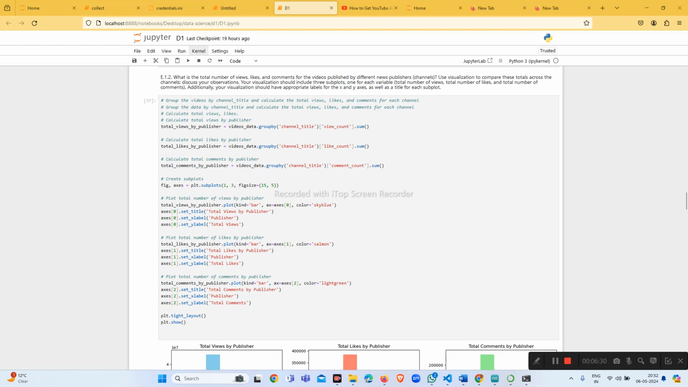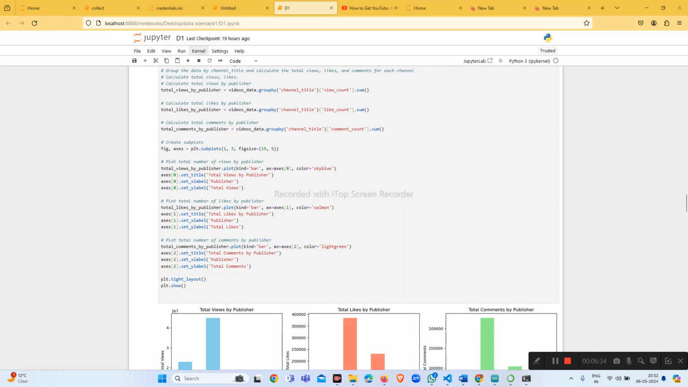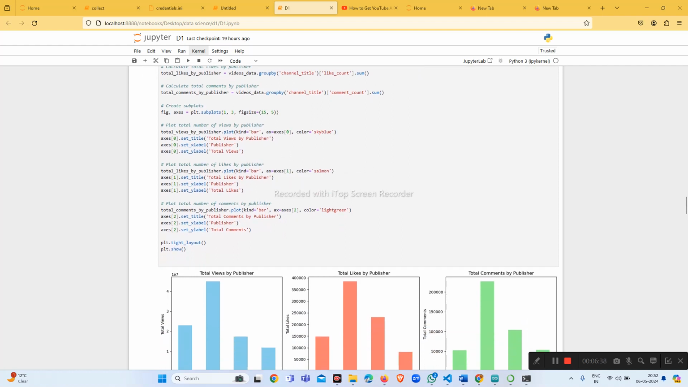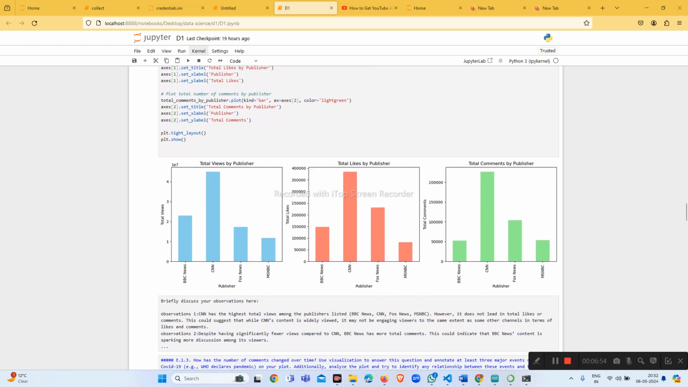Then it creates three subplots using the matplotlib library. Each represents the total number of views, likes and comments respectively. It plots a bar for each metric, with the publisher on the x axis and the total count on the y axis, providing an overview of engagement metrics across the different publishers.